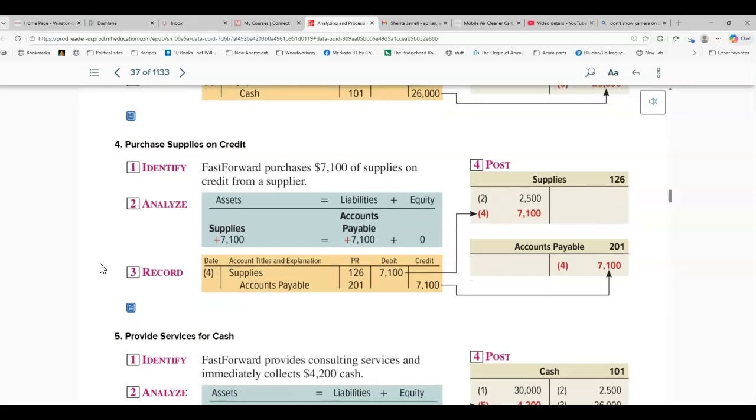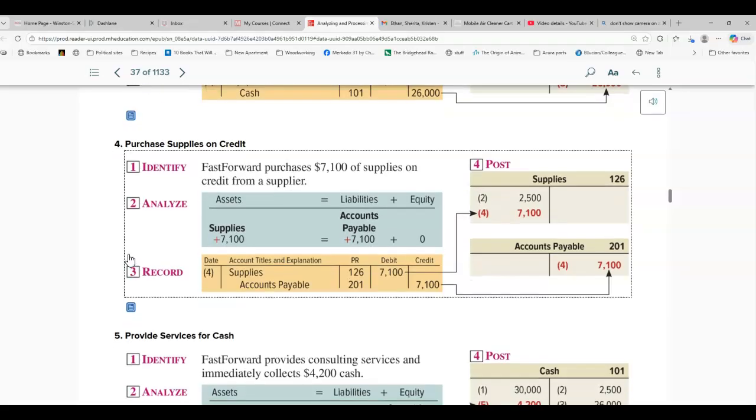We purchased supplies on credit. In this case, supplies, an asset went up. Accounts payable, a liability, also went up. Liabilities are increased by credit. Assets are increased by debit. So supplies, debit, $7,100. And here you go in supplies. You can see that number 4 is being posted to the supplies account and the account number put in the journal. Accounts payable is credited, and the posting reference for the date is here in the T account, and the account number is in the journal.